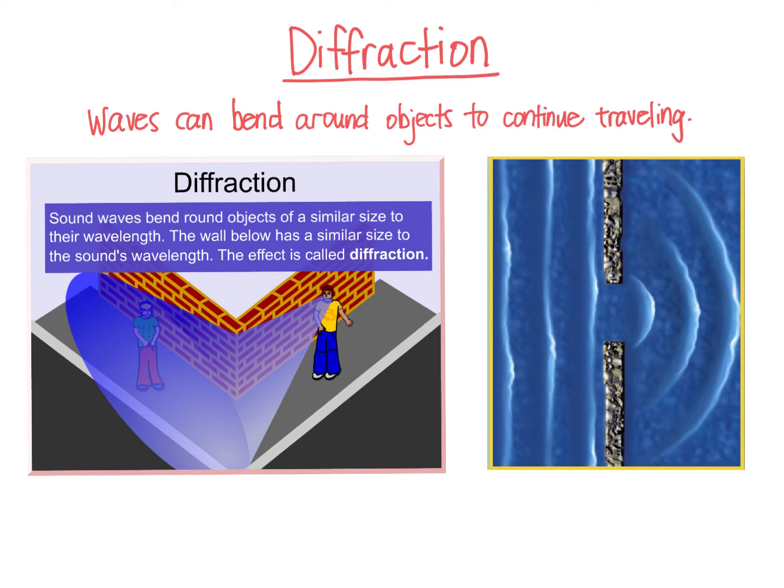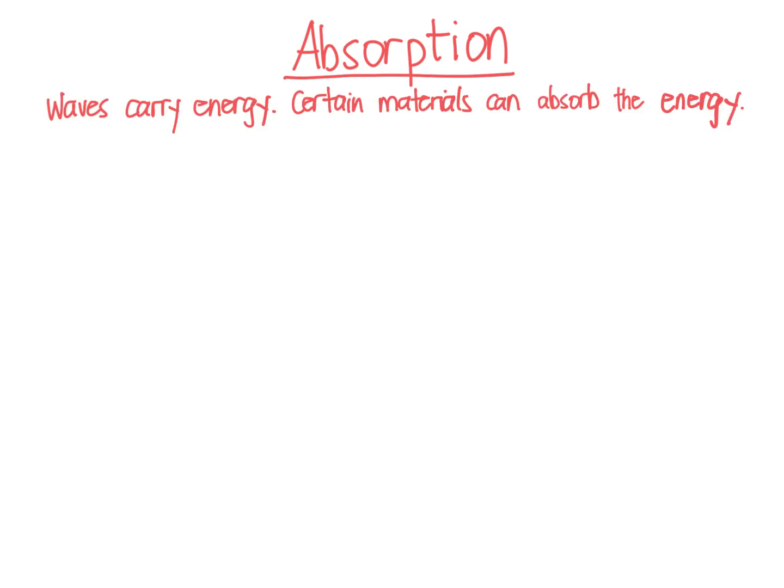Okay, and the last thing we're going to talk about is absorption. Waves can absorb. We learned that waves carry energy from the last lesson. Well, certain materials absorb the energy when the wave hits it. Since the energy from the wave is transferred, the wave no longer has the energy to go on. Instead, the energy from that wave shifts to something else.